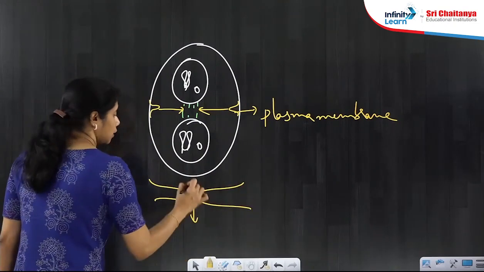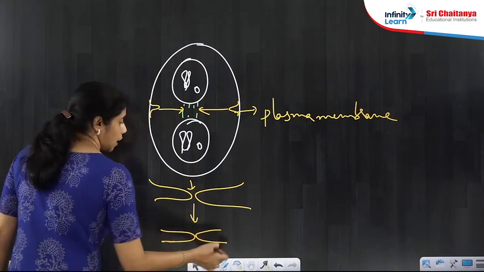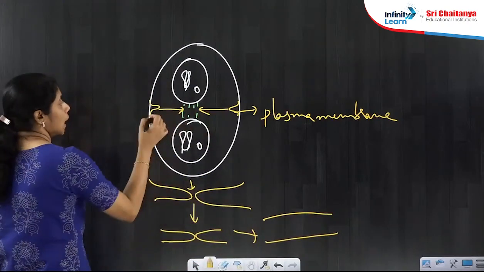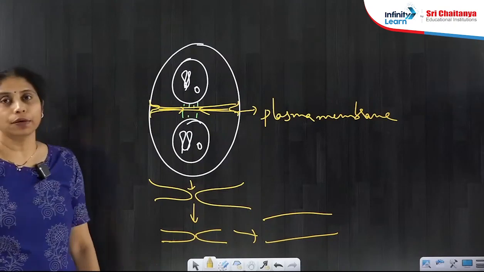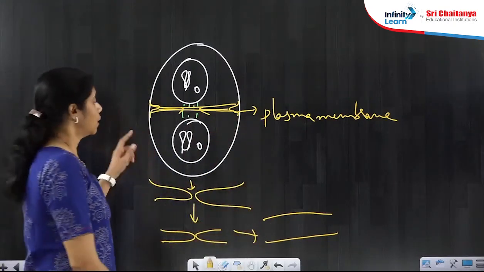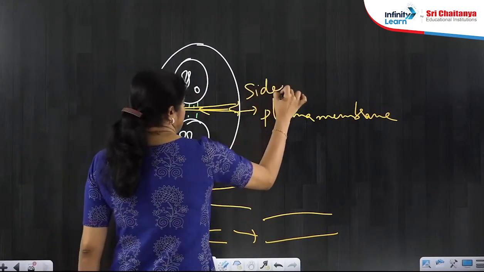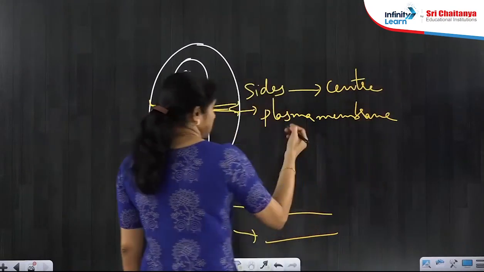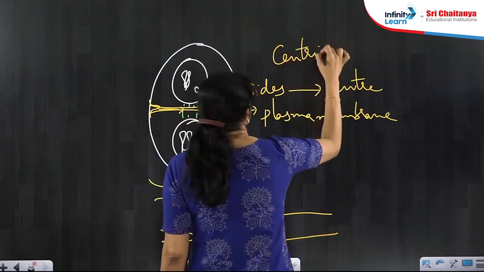And after that, it will be fusing. Both the walls will be fused. The plasma membrane will fuse. And now it becomes a single one like this, so that it will be meeting like this. And it will divide the animal cell into two daughter animal cells. So, here it begins in the sides and proceeds to the center. This type of growth is called centripetal growth.